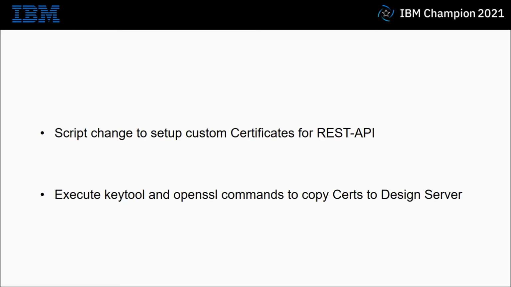In today's session we're going to be using an alternative technique to that shown in the previous session. Instead of getting the certificates working for Design Server and then altering the REST API to use them, we're going to do a script change to set up custom certificates for the REST API and then alter the Design Server to use those. We will be executing keytool and openssl commands to extract the certificates from the key store and injecting them into the Design Server. In this way, both the REST API and the Design Server will be using the same set of certificates.